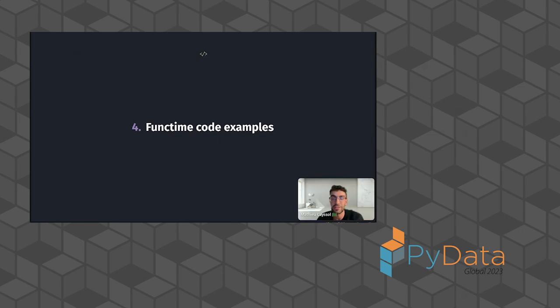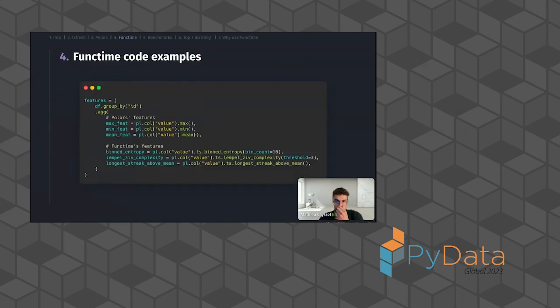Okay, thank you, Chris. So now I will show you a quick code example. Let's say you have a data frame in a panel format, and you want to calculate some features. For each of the time series you want to calculate features, so you will perform a group by operation, in this case for the specific ID, the first column, and then you will aggregate.